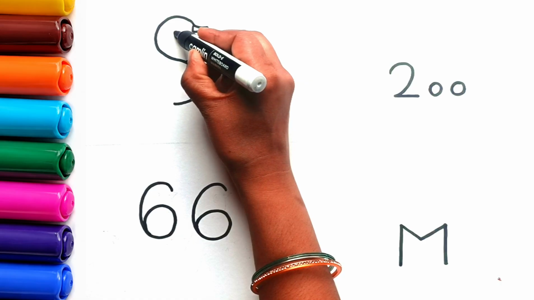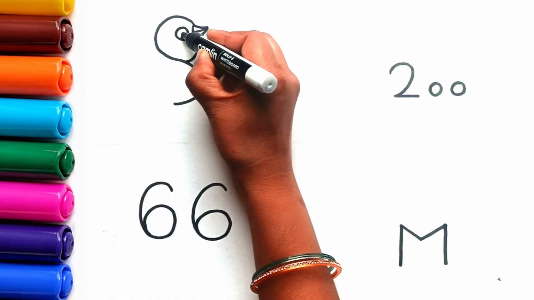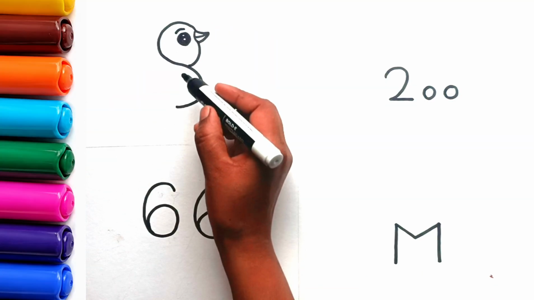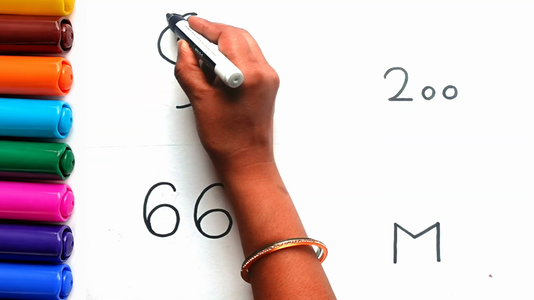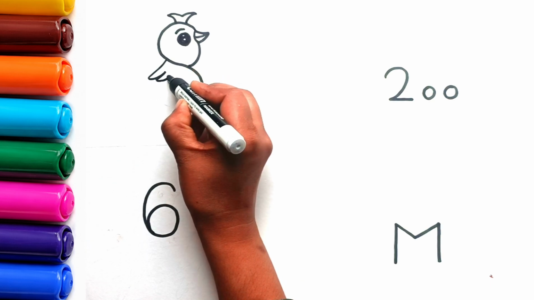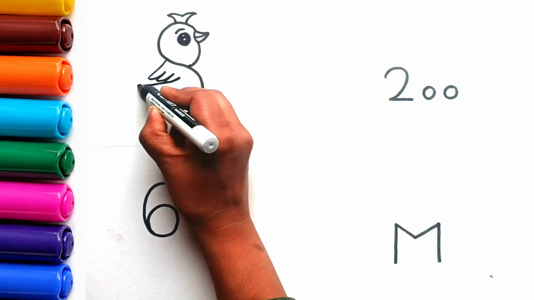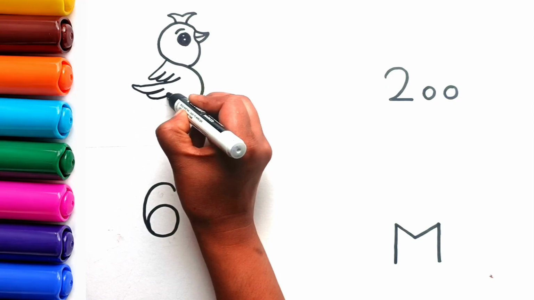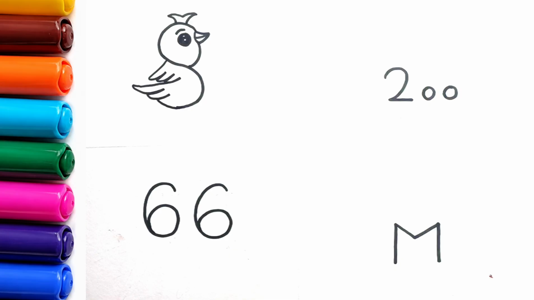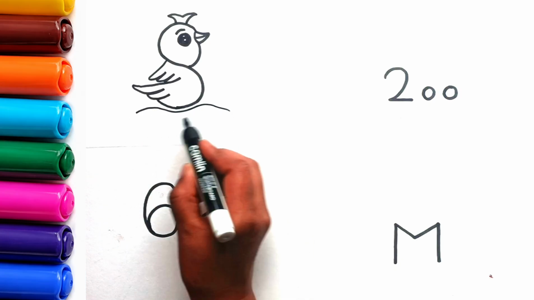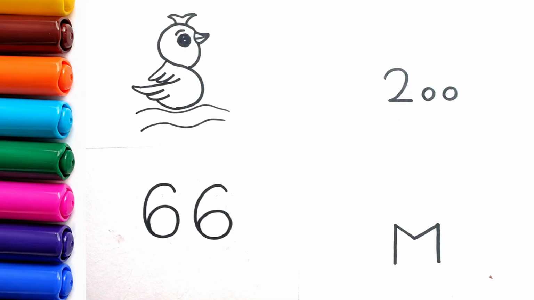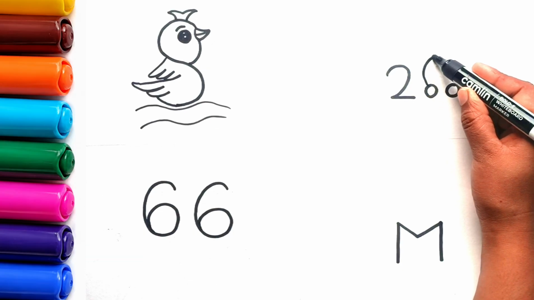And we draw eyes now. Then we draw hairs and feathers. This is looking like a bird, and this is finished. It's finished. This is a duck swimming in water.